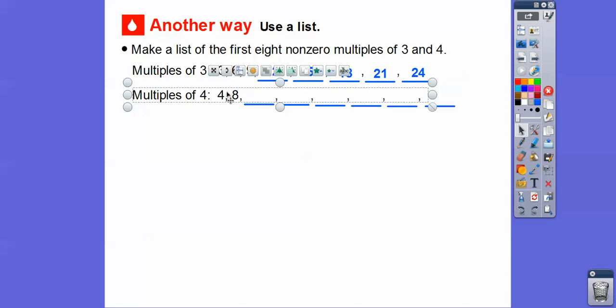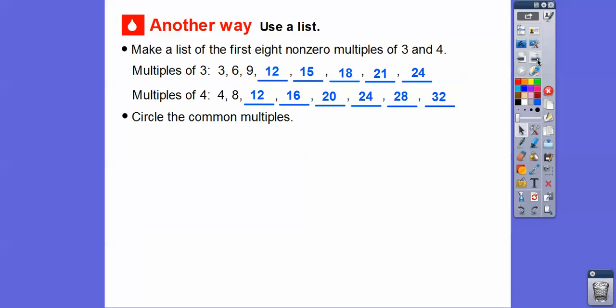Okay, multiples of 4. 4 plus 4 is 8, and then 8 plus 4 is going to be 12, and then 12 plus 4 is 16, and there's the rest of them right there. So we just kept adding 4 right there. Okay, so let's circle the common multiples.